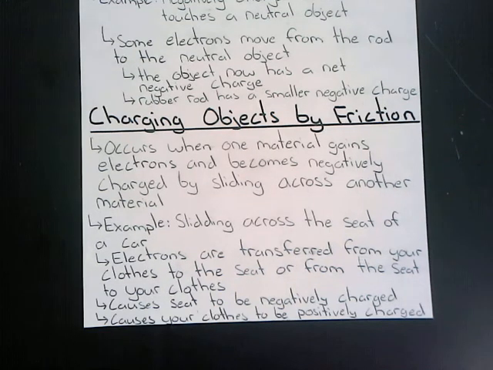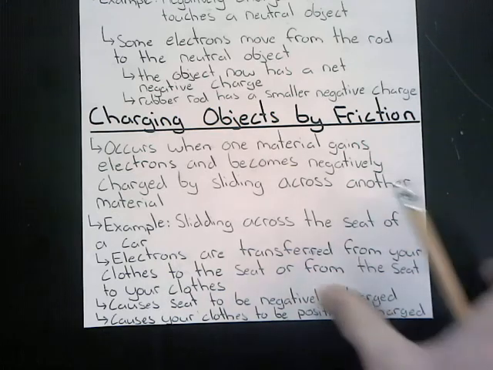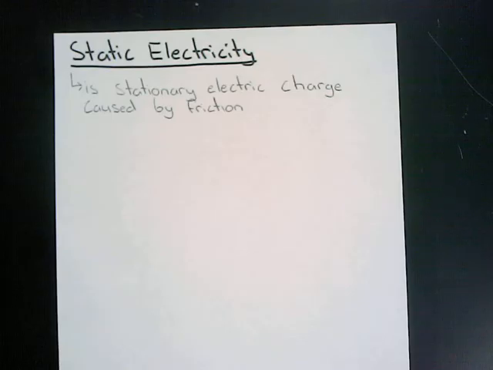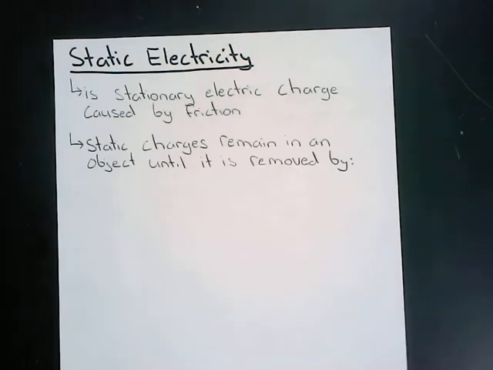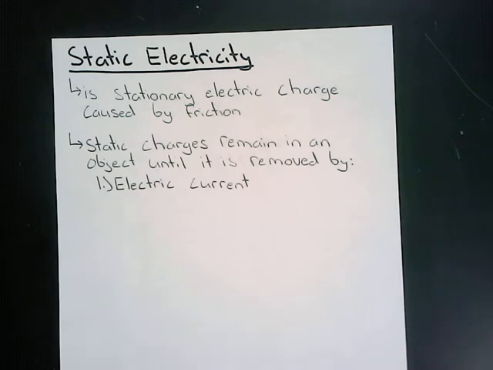Okay, so this allows us to go into another term and concept known as static electricity. Static electricity is just stationary electric charge caused by friction. Now, static charges are going to remain in an object until they are removed by the following. One, they can be removed by electric current. Or two, they can be removed by electric discharge.